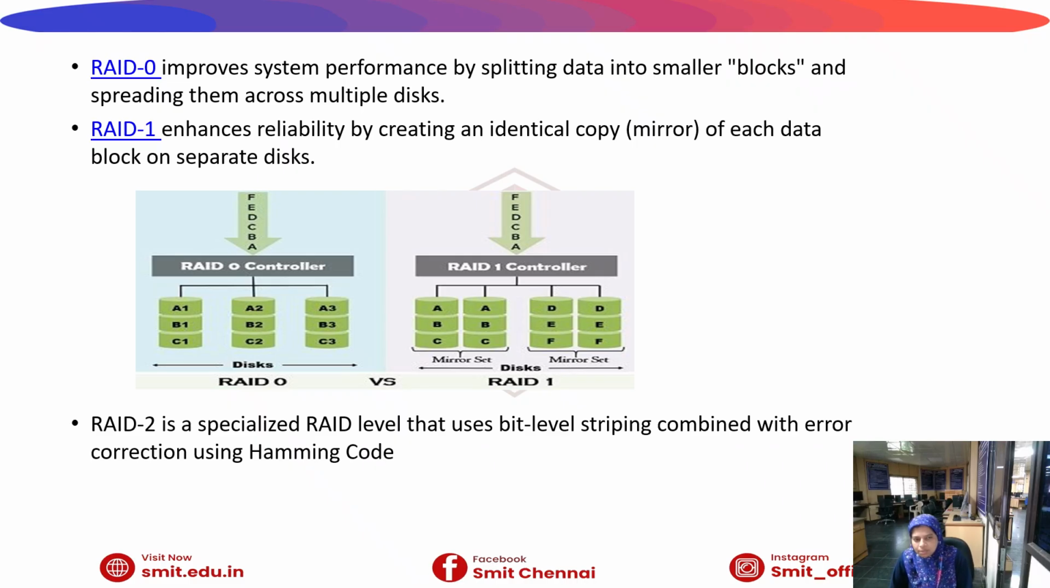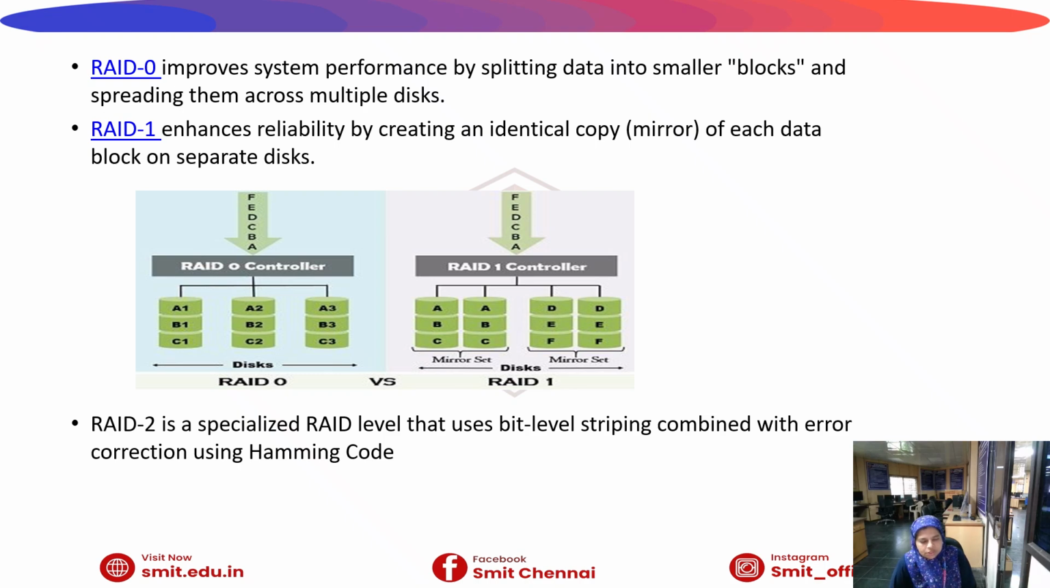RAID 1 is nothing but it enables reliability by creating an identical copy of the drive. Look at this: A having a mirror of A, B having a mirror of B, C having a mirror of C. Whatever the data is, there is a backup of it in another drive. So that is RAID 1.